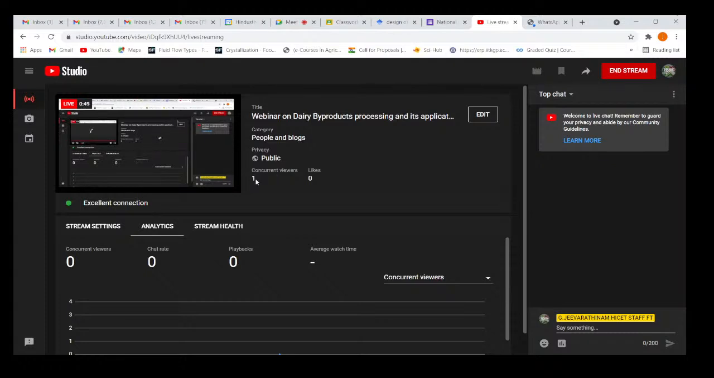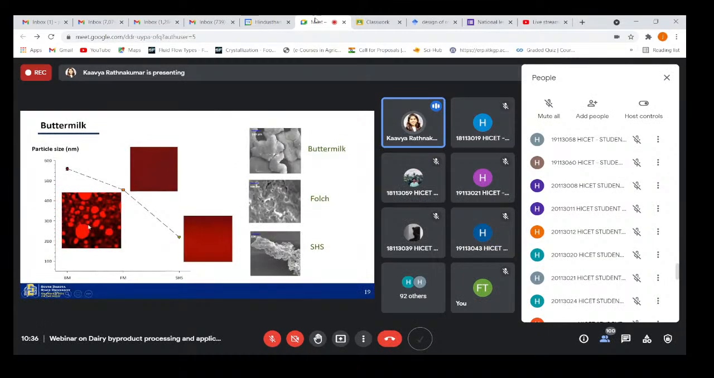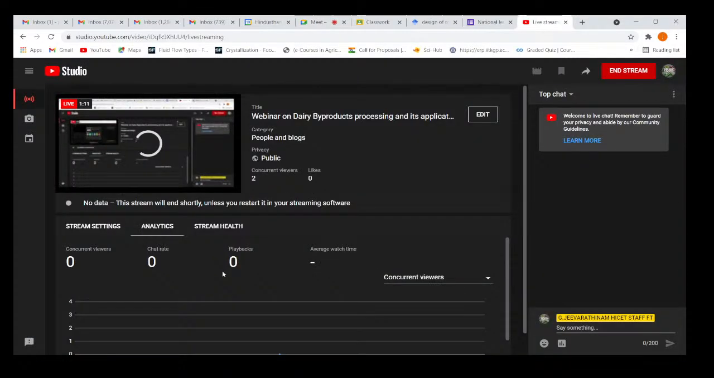to clearly see the reduction in the size of the particles for the buttermilk, which was untreated, and then the Folch and the switchable solvent. So this is an untreated buttermilk. This is how a phospholipid looks by using a confocal laser scanning image. This is how a phospholipid is, and then further when you treat with Folch and the switchable solvent, there was a reduction in the size of the particles.